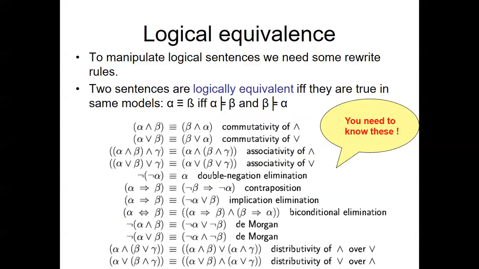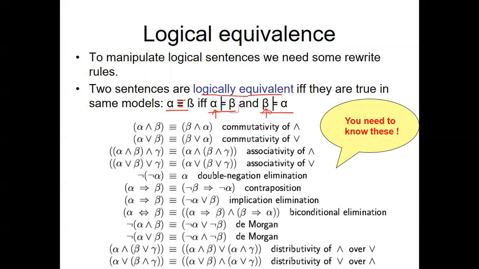Okay, fine. So now, if two sentences are logically equivalent, what does it mean by logically equivalent? Logical equivalence is represented using this symbol: alpha is equivalent to beta if alpha entails beta and beta entails alpha. Alpha entails beta means wherever alpha is true, beta is also true. And beta entails alpha means wherever beta is true, alpha is also true. So two sentences are logically equivalent if alpha entails beta and beta entails alpha.